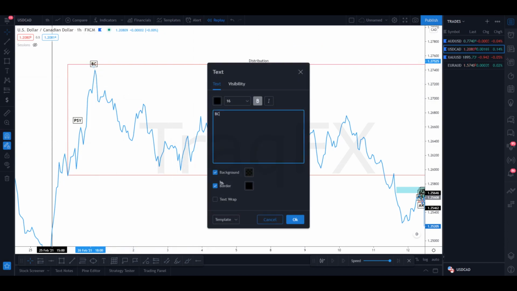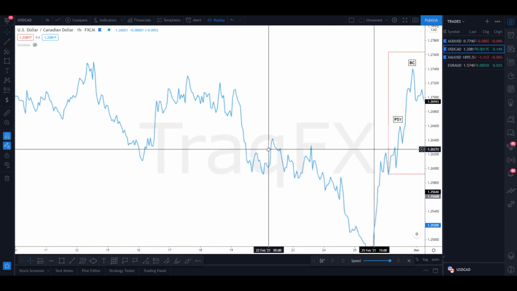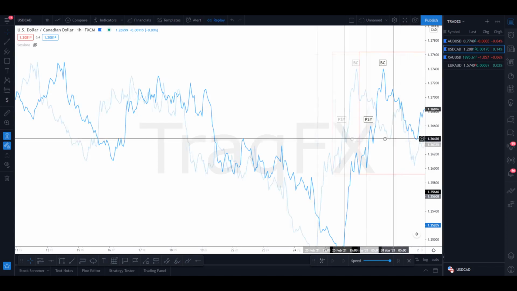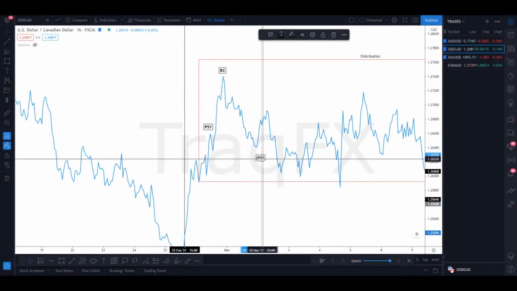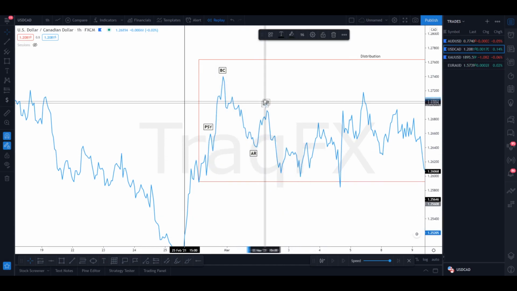So really what you're doing is you're just looking for the odd one out. You're basically waiting for patterns to break. This is the current pattern. This is what happened, and all we're doing is labeling what happened. So this is the buyer's climax. Now after the buyer's climax, we're supposed to be seeing an automatic rally. Technically this is the AR and this is the ST.